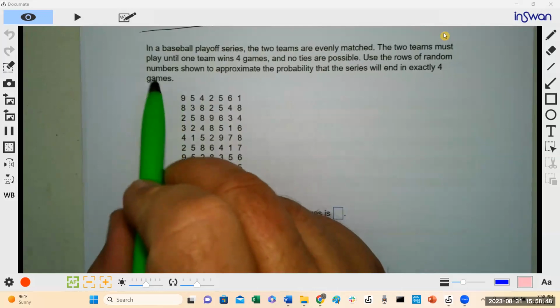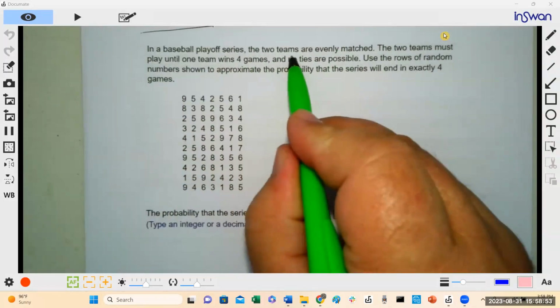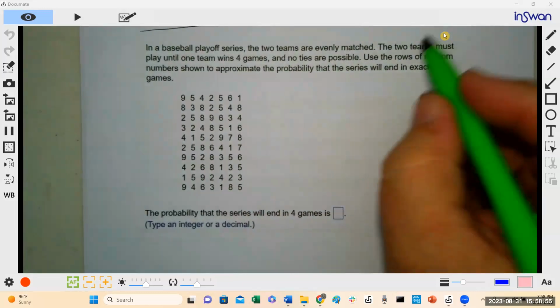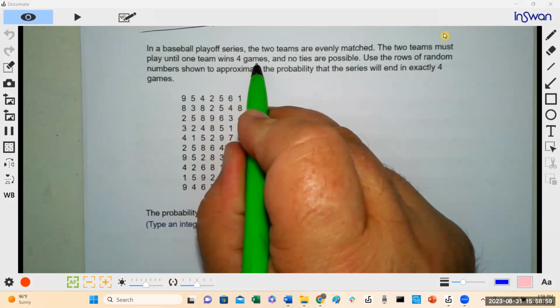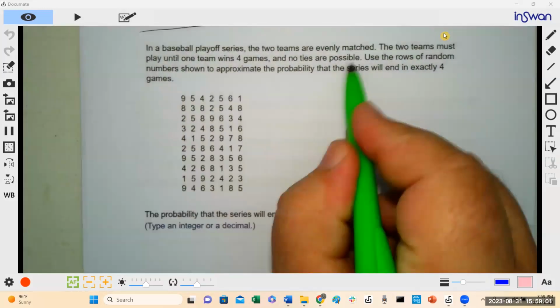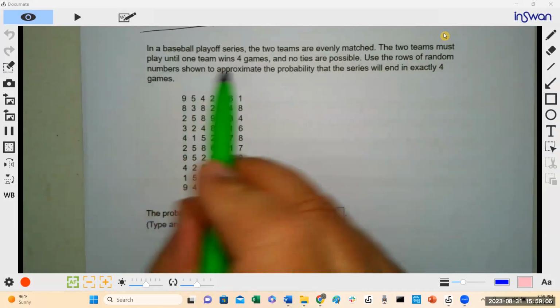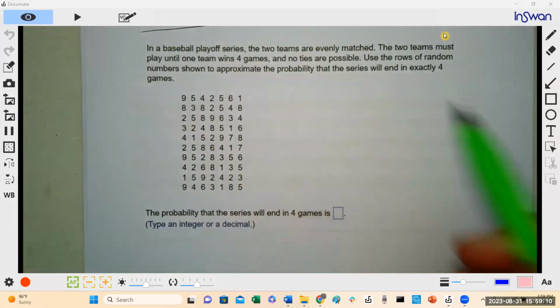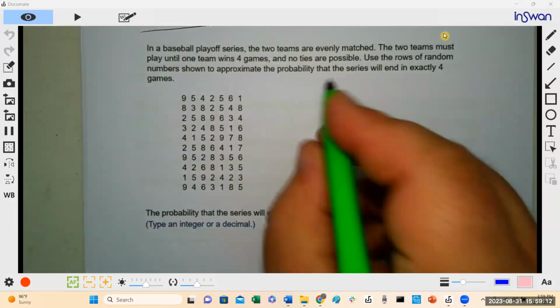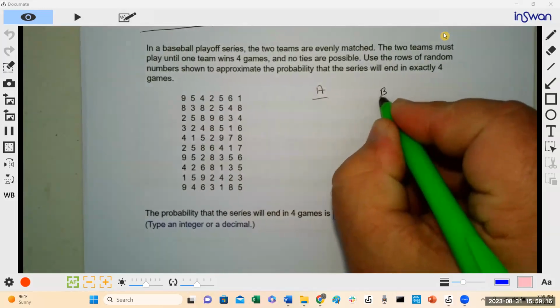Here's an example. In a baseball playoff series, the two teams are evenly matched. The two teams must play until one team wins 4 games, and no ties are possible. Use the rows of random numbers shown to approximate the probability that the series will end in exactly 4 games. We have two teams, Team A and Team B.